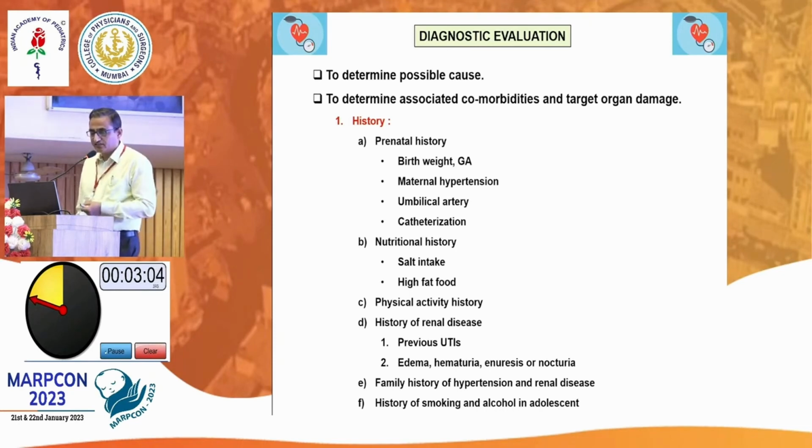The history of renal disease is also important. How many episodes of urinary tract infection has the child suffered in the past? Is there any history of edema, hematuria, enuresis, or nocturia? The family history of hypertension as well as congenital renal disease is also very important. And in case of adolescents, history of smoking and alcohol is very important.